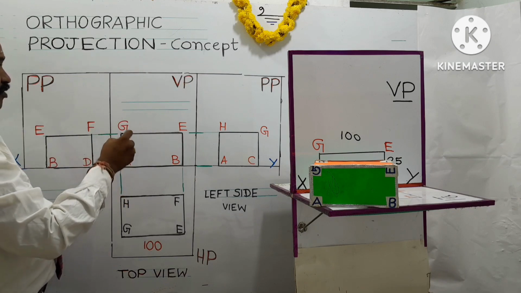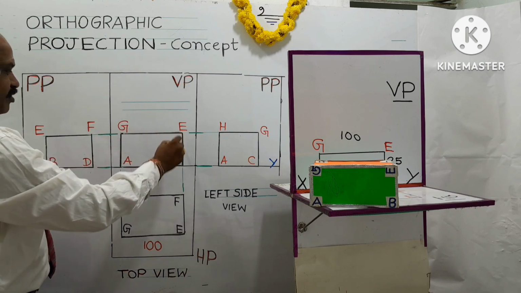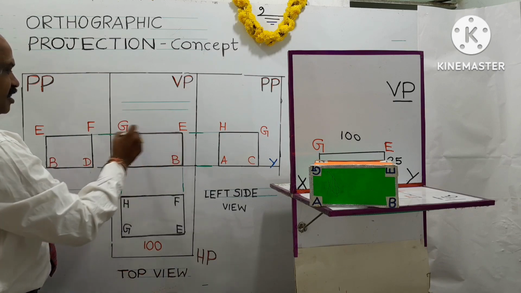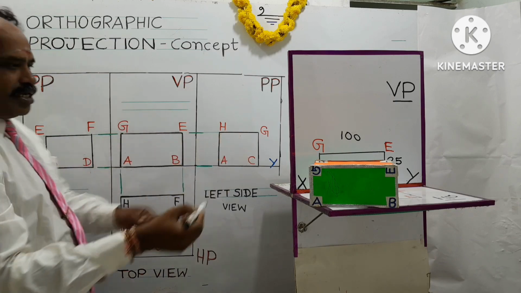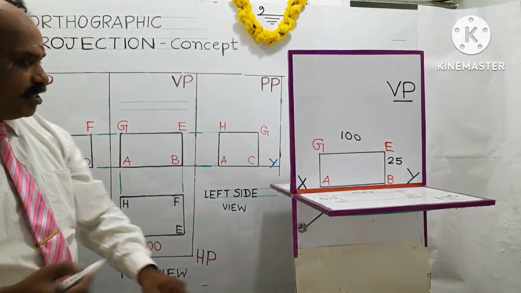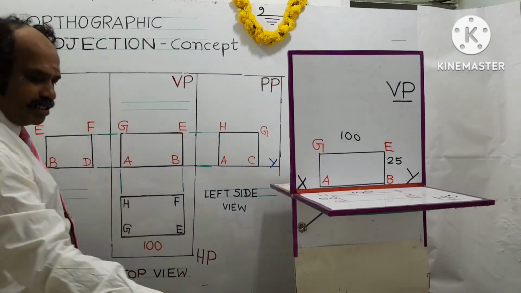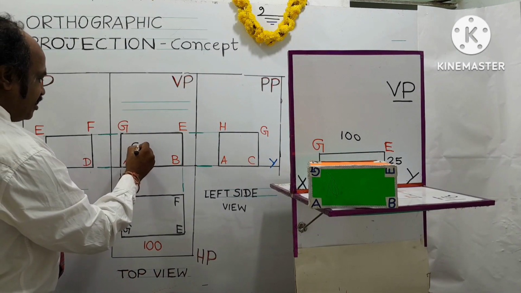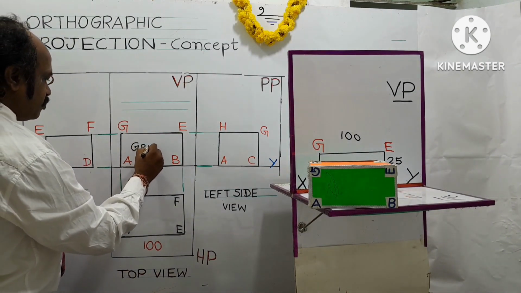Okay, right. Now I'm going to explain how this view obtained is called the front view. The base corners A, B, E, G are projected on the vertical plane. That diagram is called the front view. Okay, this is the surface called the green surface. This is the green surface showing the front view.